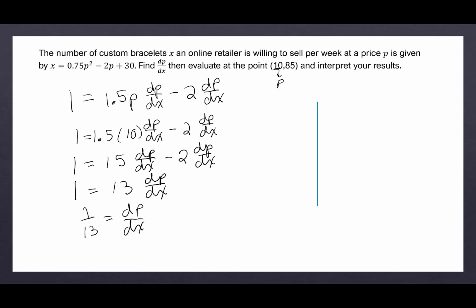So even though we're usually thinking about when price goes down, quantity goes up, it could be the other way around. This is from the supply perspective, whereas if you want somebody to do more, you have to pay them more.